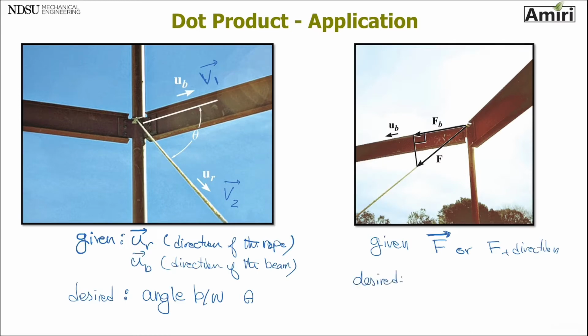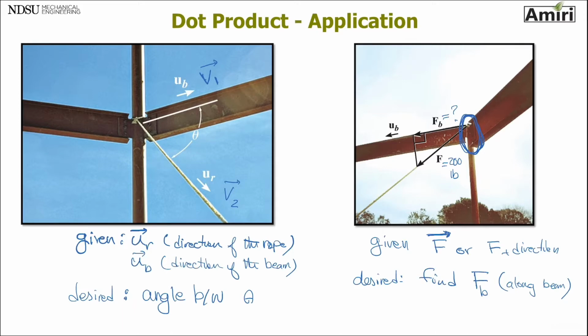Desired is to find F along beam, the component of F along the beam. Okay, along the beam. So here's a very good example. If someone is pulling on that rope with a force of, I don't know, 200 pounds, as a designer of this beam you want to know how much of that 200 is going in the direction of the beam. So how strong do you need to design this weld here or this bolt here? That's why you want that, and we're going to use dot product to find it.